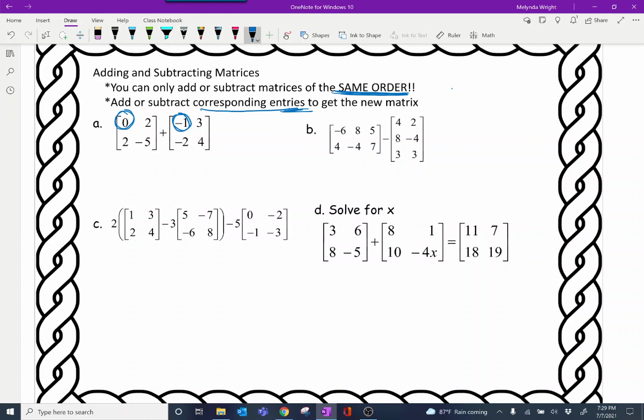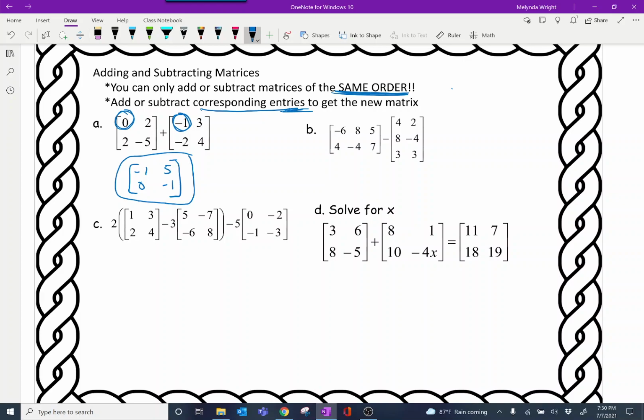So we would simply add that up. 0 plus a negative 1 will be negative 1. 2 plus 3 is 5. Then I have 2 plus a negative 2 would be 0. And then negative 5 plus a 4 is a negative 1. And this would be my answer. Okay, not too bad, right?